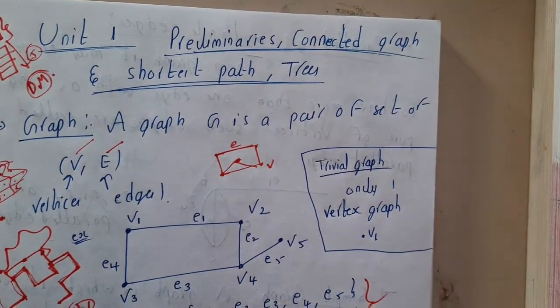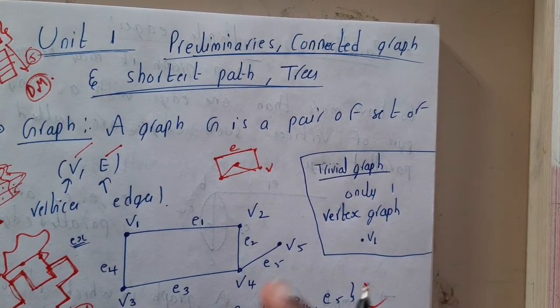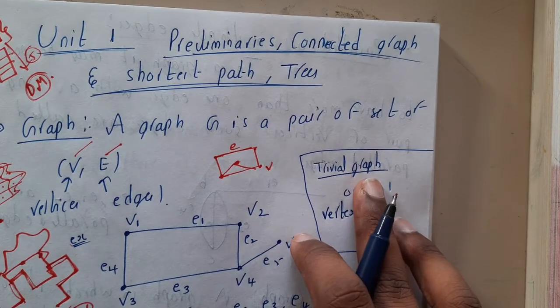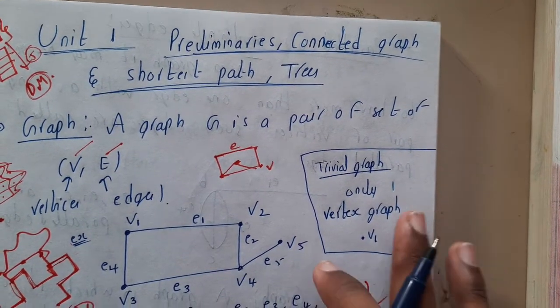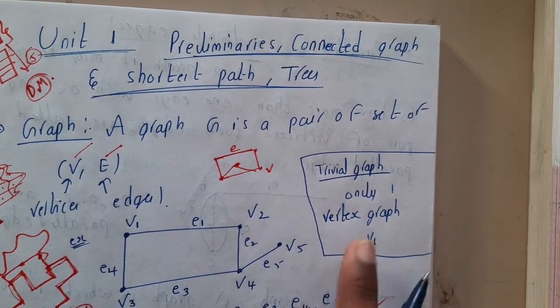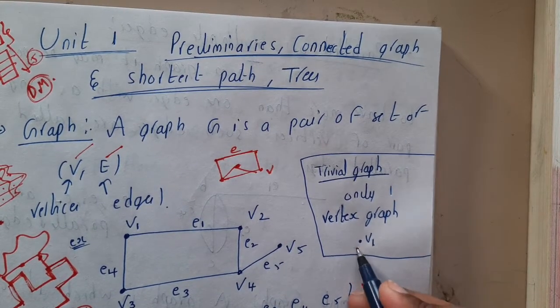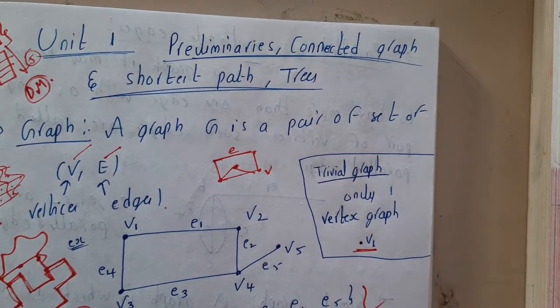Now let us go through some different types of graphs, guys. The first type is nothing but the trivial graph. A graph with only one single vertex is called a trivial graph. Here it has only a single vertex, so it is nothing but a trivial graph.